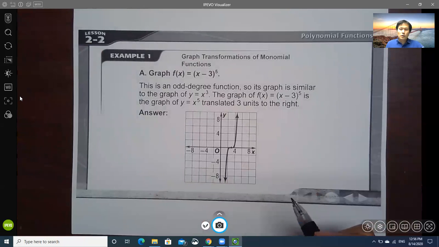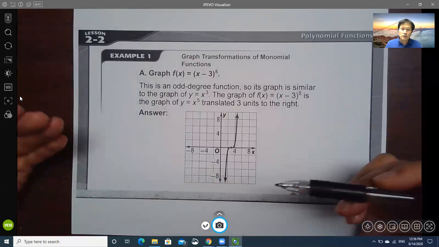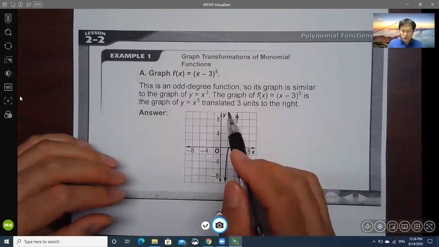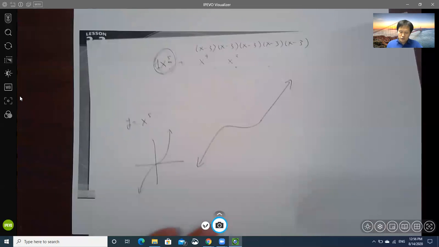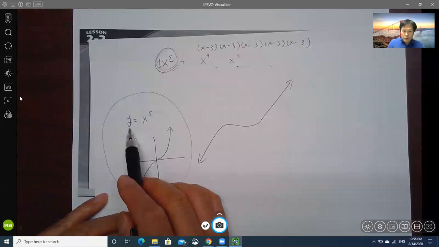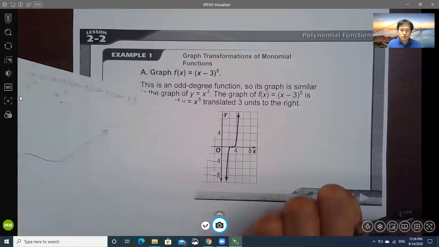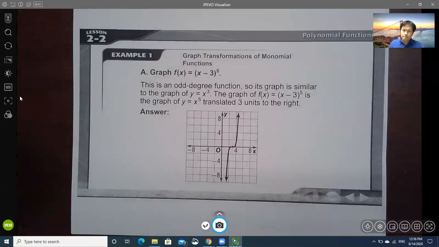So you might say, well, can I just use a graphing calculator, type it in, and graph it? Yes, you can. But sometimes I will expect you to do this without a graphing calculator. So you might say, how do you do that? You should know y equal to x to the 5th power looks something like this. And all you have to do is move right by 3. So that's going to be a rough sketch of it.